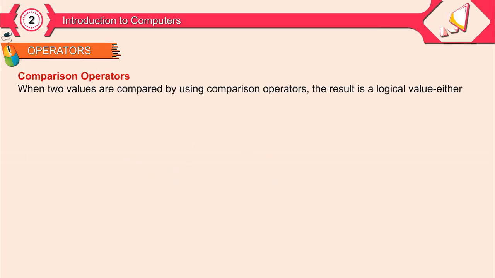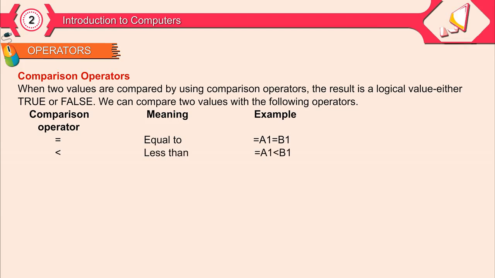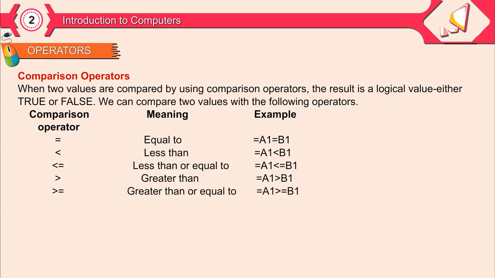Comparison operators. When two values are compared by using comparison operators, the result is a logical value, either true or false. We can compare two values with the following operators. Comparison operator, meaning, example. Equal to, A1 equal to B1. Less than, A1 less than B1. Less than or equal to, A1 less than or equal to B1. Greater than, A1 greater than B1. Greater than or equal to, A1 greater than or equal to B1. Not equal to, A1 not equal to B1.